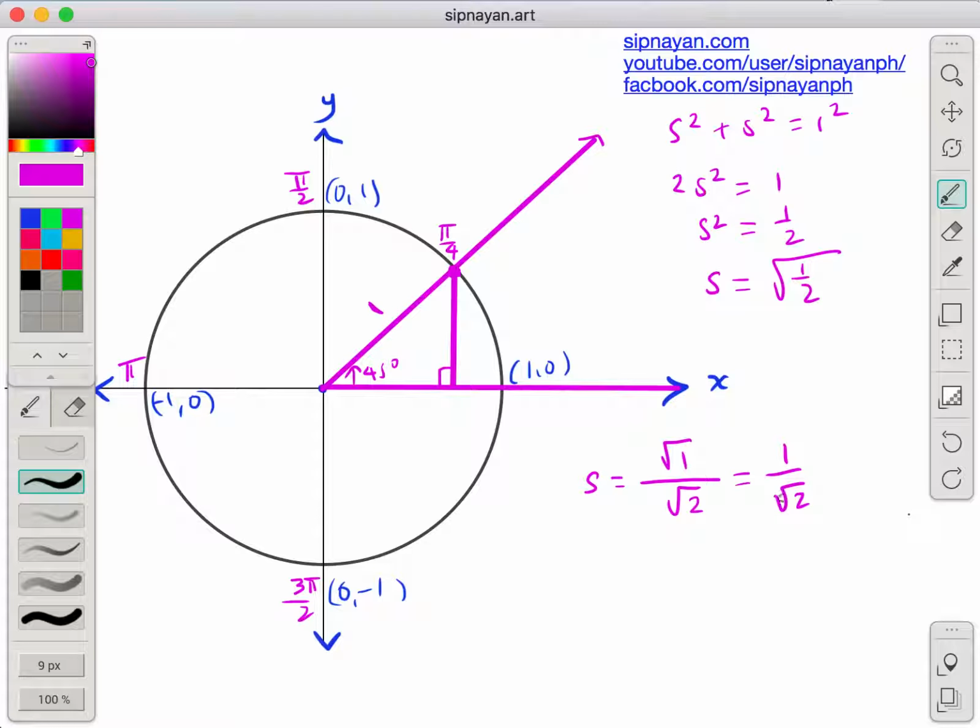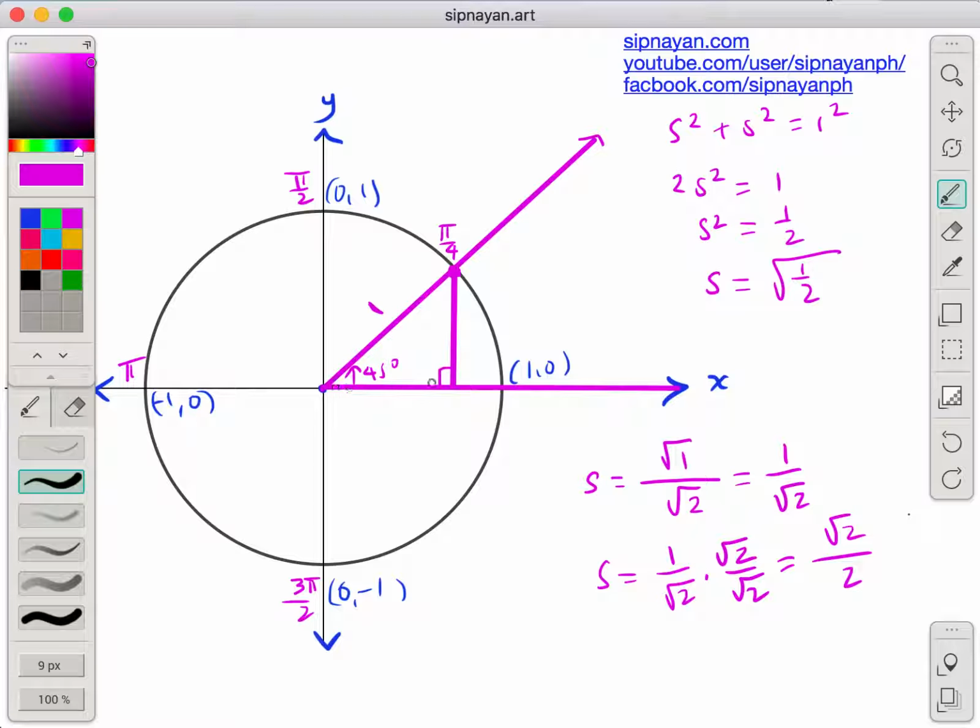Alam din natin na bawal yung radical, no, sa baba. So, we rationalize. No? We multiply 1 over square root of 2 times square root of 2 over square root of 2. So, we have 1 times square root of 2 is square root of 2. Square root of 2 times square root of 2 is 2. Okay? So, ano ibig sabihin itong square root of 2 over 2? Ito yung length ng side, no?